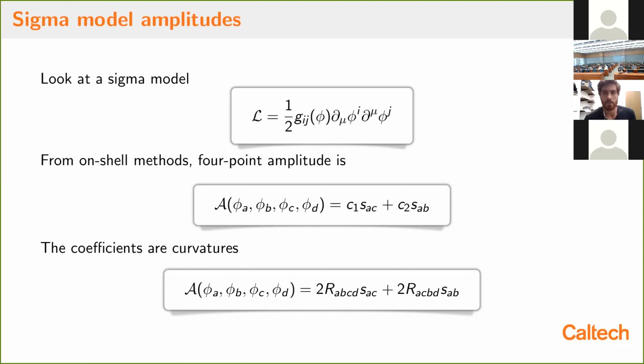But if you calculate the same object from this Lagrangian, where you have this field space metric, what you'll find is that the coefficients, C1 and C2, really are curvature invariants. These are the Riemann curvatures from this metric. So you see that you learn something about these coefficients now if you combine the geometry picture with the on-shell picture. And this extends to higher points. You will find that it will become curvatures acted on with some covariant derivatives and so on. So all the coefficients will be curvature invariants.